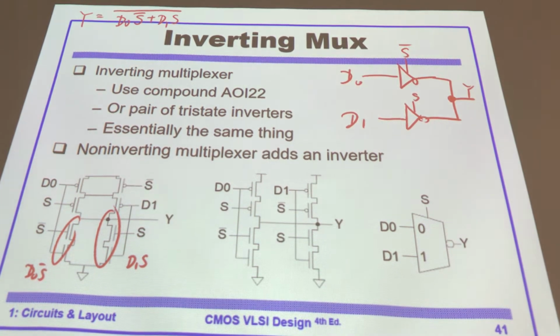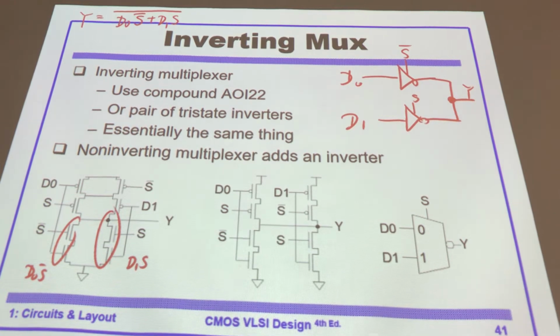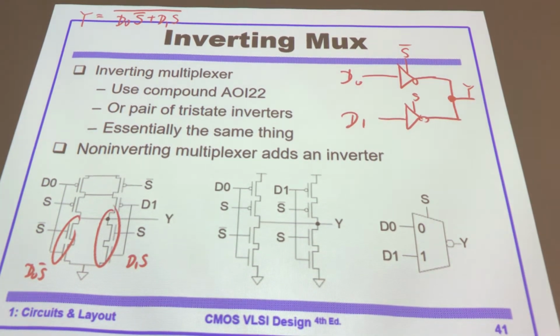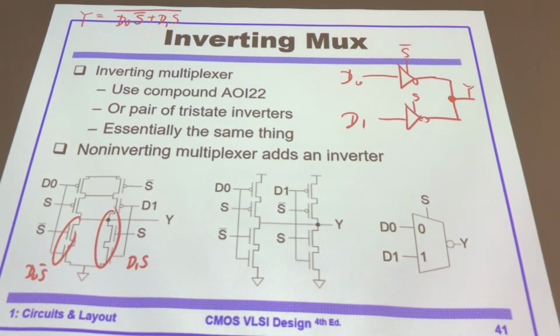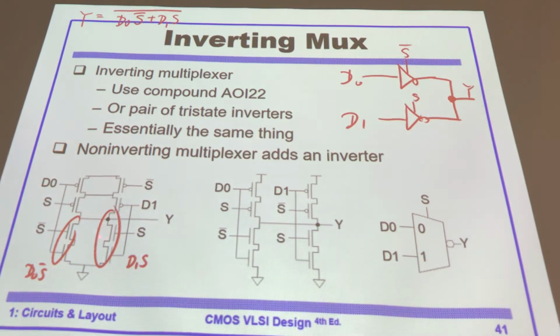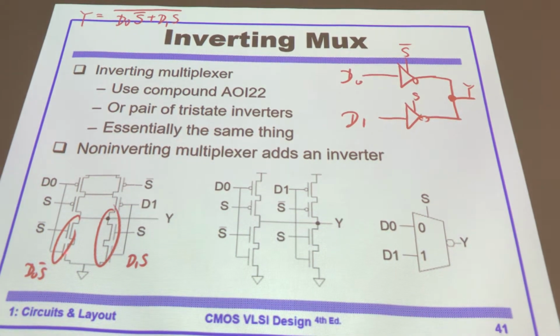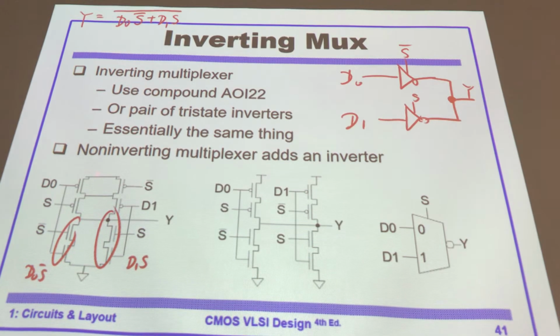We call that a compound gate. A compound gate is not a simple basic logic gate like an AND gate, NAND gate, or inverter. It's a combination: a Boolean function implemented in one static CMOS gate. We call that a compound gate. And that's exactly the circuit.